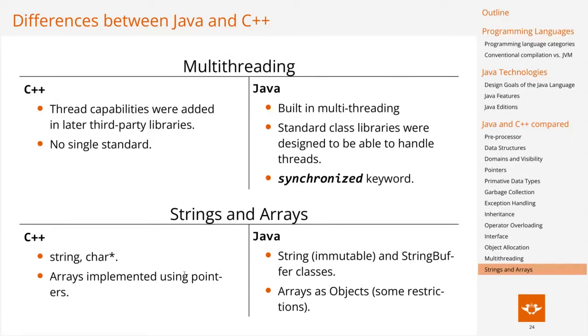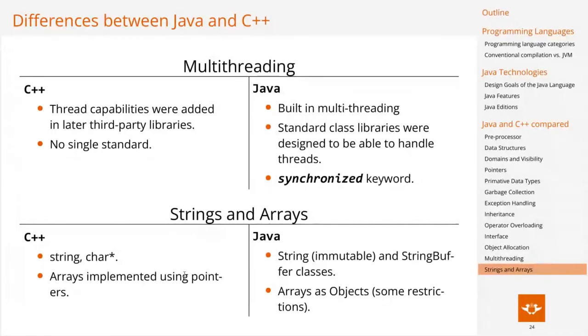Strings and arrays. In C++, you had string, note the lowercase s, and you had to #include that. But you also had char pointers, character pointers. And you also had arrays, and arrays were basically pointers. Especially dynamic arrays, they had to be pointers.